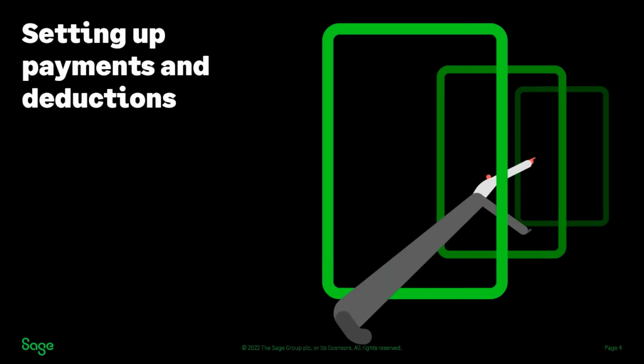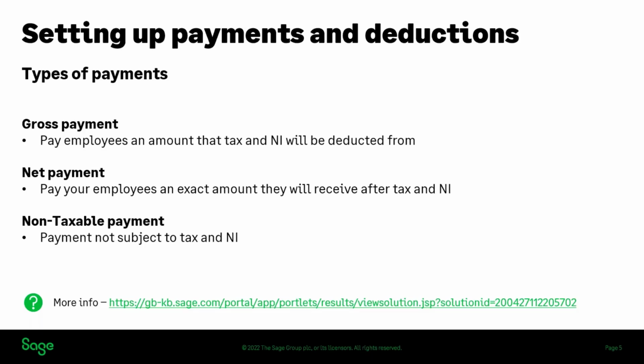We're going to be live demoing a couple of these. Firstly, let's have a look at the various types of payments. You have, of course, your gross payment, paying employees an amount that tax and NI will be deducted from. That is your standard payment: salary, wages, even bonuses, for example, will usually use this type of payment.